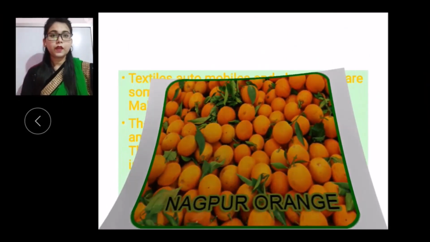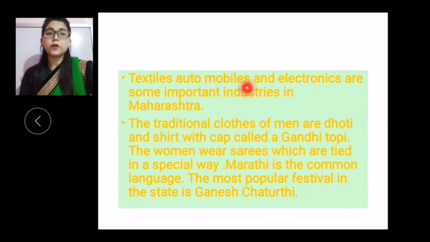Further, textiles, automobiles, electronics are some important industries in Maharashtra. The traditional clothes of men are dhoti and shirt with cap called a Gandhi topi. The women wear saris which are tied in a special way. Marathi is the common language. The most popular festival in the state is Ganesh Chaturthi.